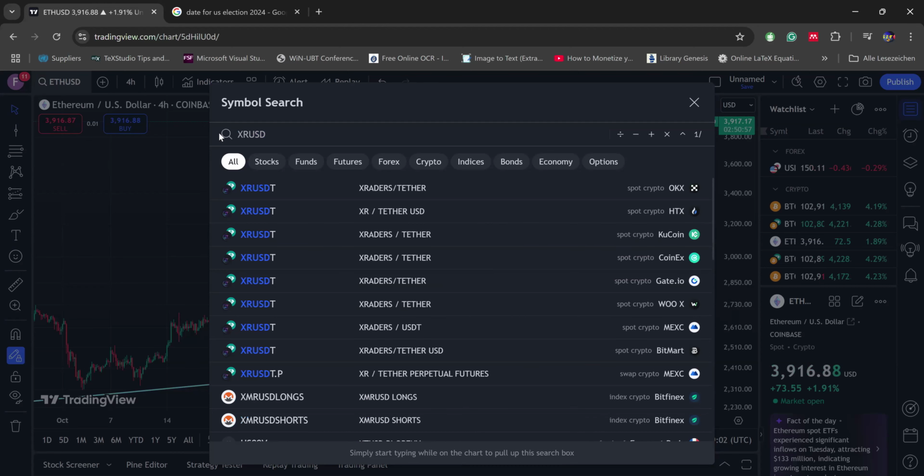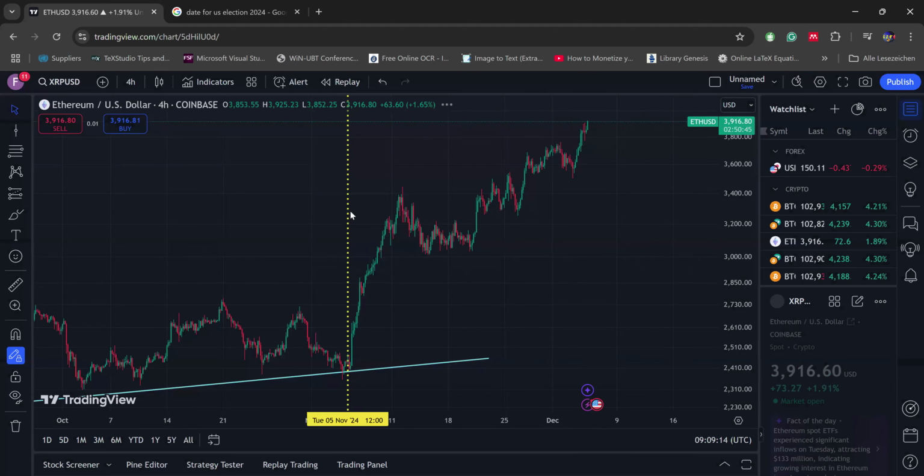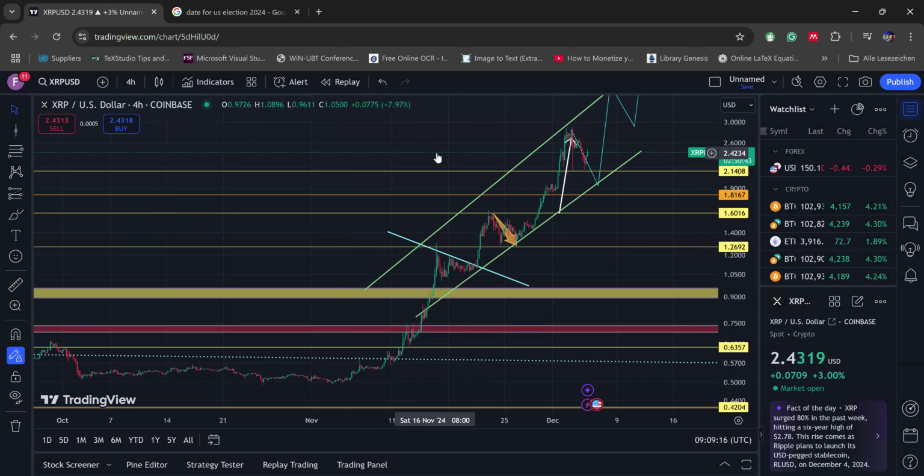XRP, which is the new cryptocurrency which allows for cross border trade. I'm trying to remember exactly what it's for, but that is the story with the XRP as well. Since the 5th of November, we've had a surge, we've had a rally.